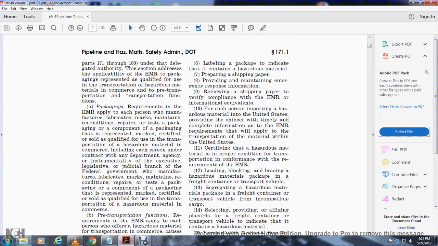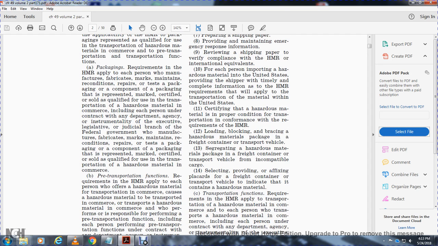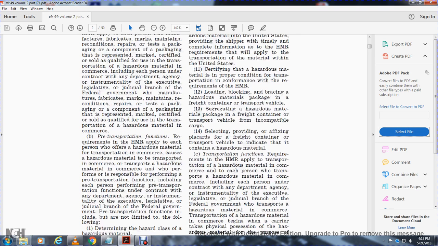Certifying the hazardous material's proper condition for transportation in conformance with the requirements of the hazardous materials regulations. Loading and blocking and bracing of the hazardous material in a freight container or transportation vehicle. Segregating a hazardous material package in the freight container or transportation vehicle from incompatible cargo. Selecting and affixing a placard to the freight container or transportation vehicle indicating the container holds hazardous material.